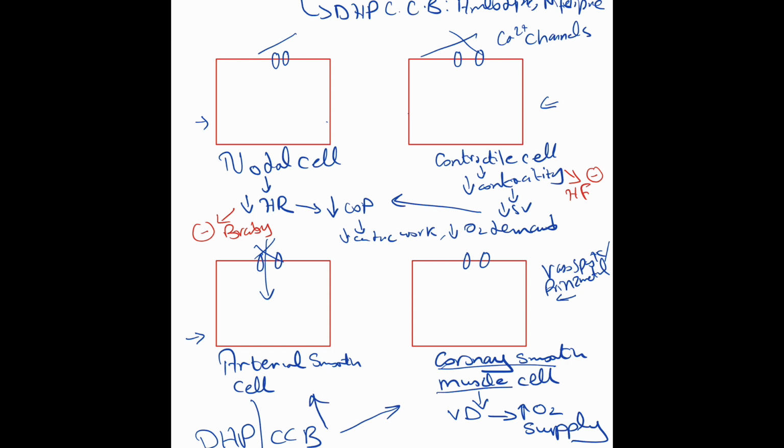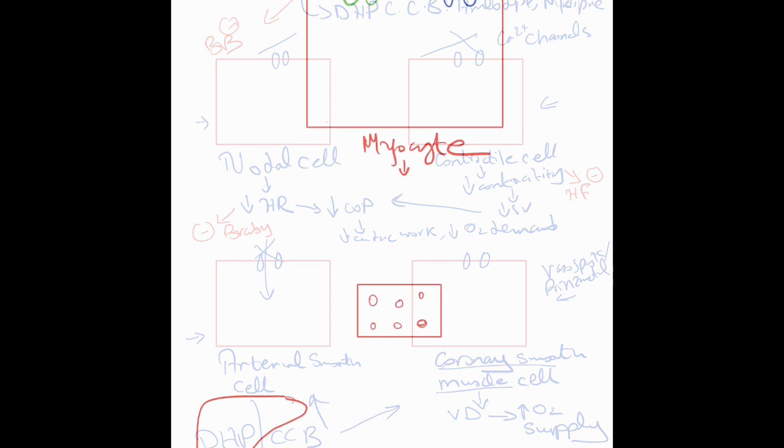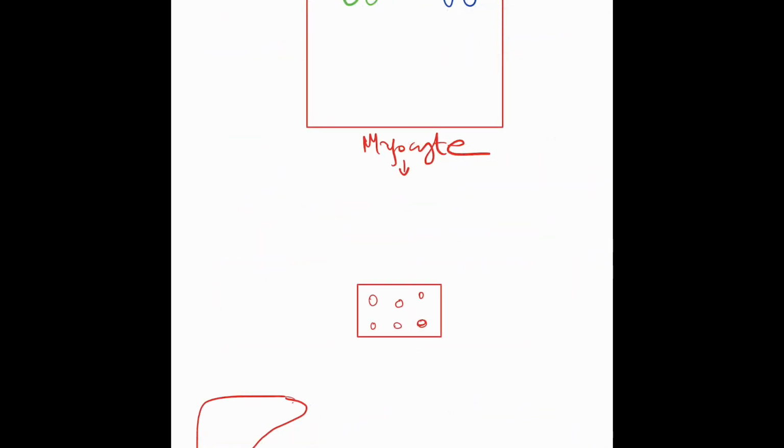One last thing to mention, that you should not use the non-dihydropyridine ones, the verapamil and diltiazem, with beta blockers. Now we're going to be talking about the mechanism of action of ranolazine, which is really an interesting drug.